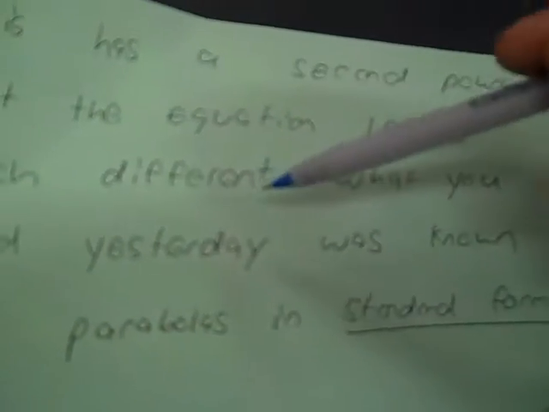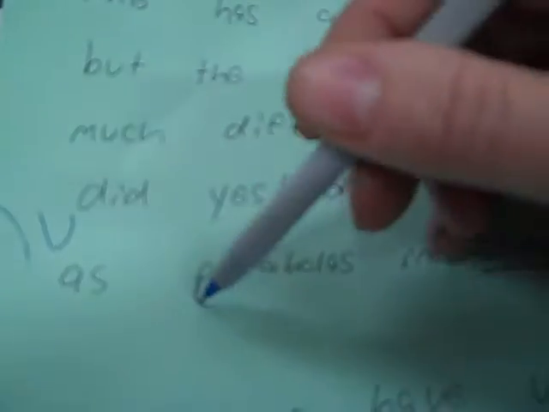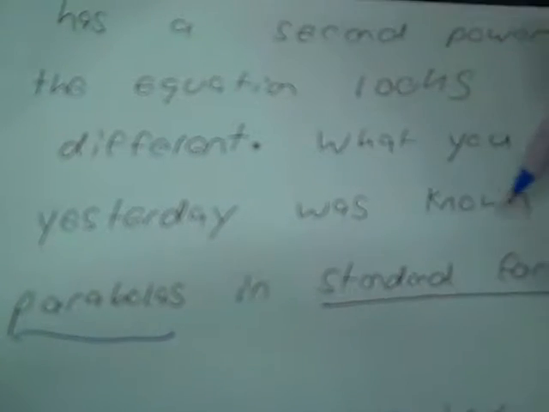This has a second power, but the equation looks much different than what it had been. What you did yesterday was known as parabolas. These things are called parabolas. Now, what you did yesterday was in standard form. There was an ax squared, a lot of times a bx, sometimes not, and then a c.